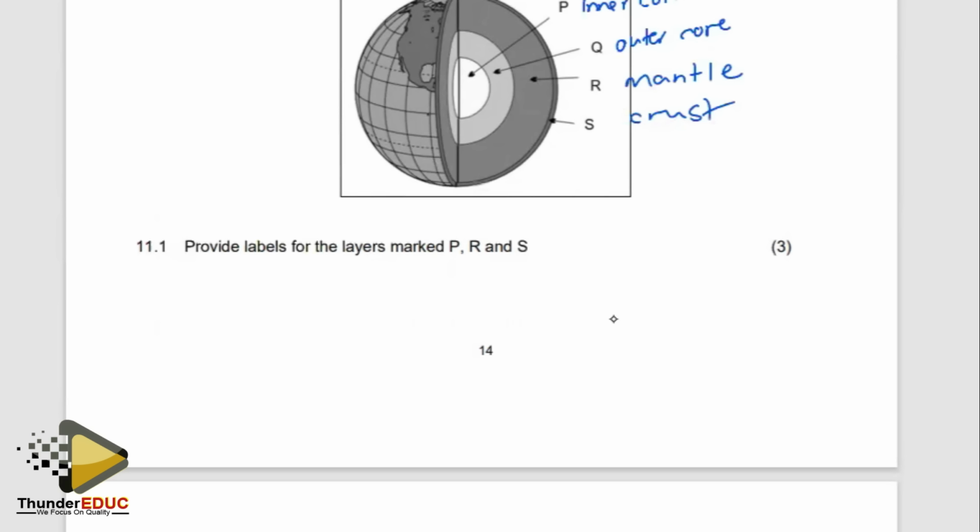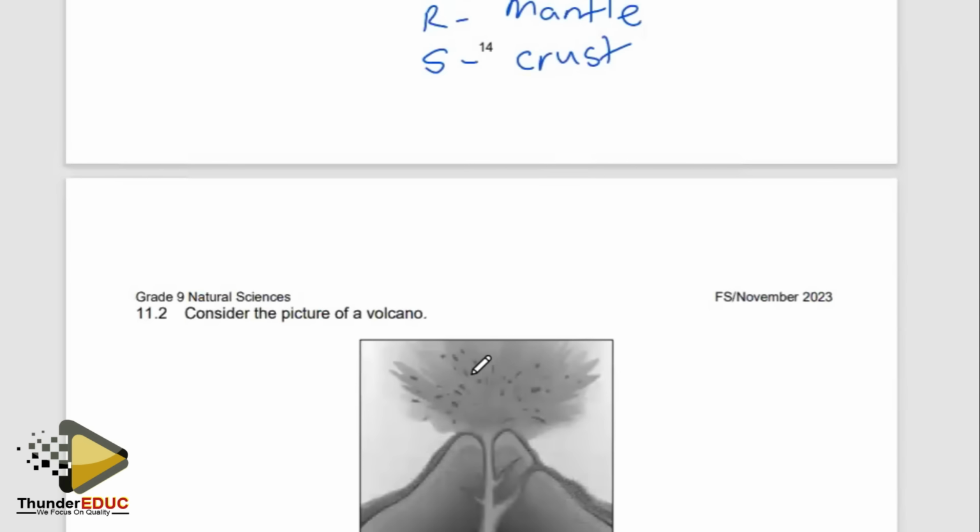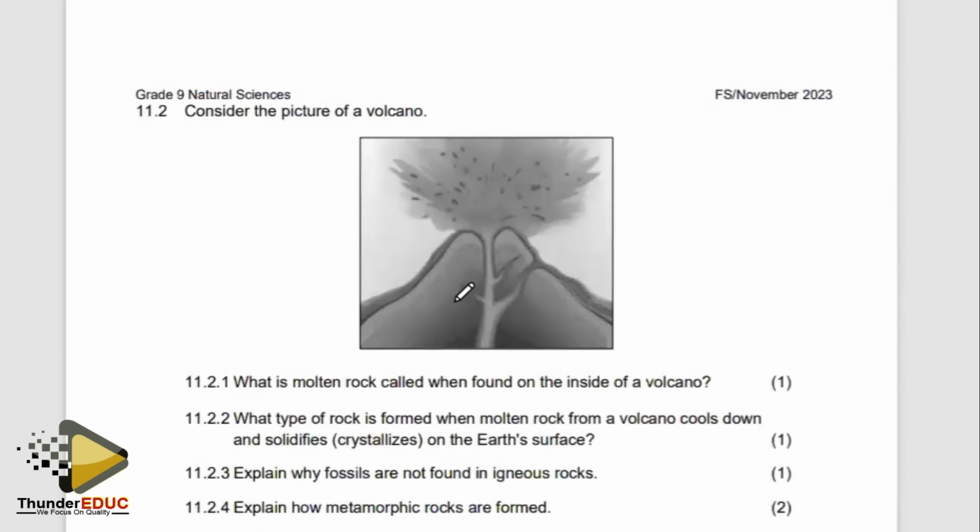Now you are going to answer the question here. You definitely say P is the inner core. And then R is the mantle. And then S is the crust. And let's move on to 11.2. Consider a picture of a volcano.